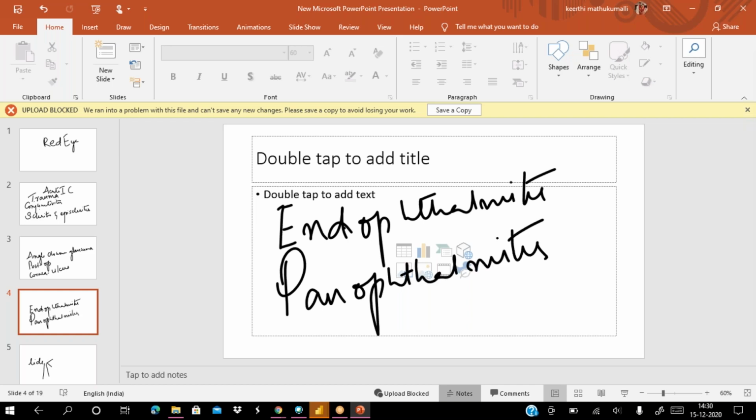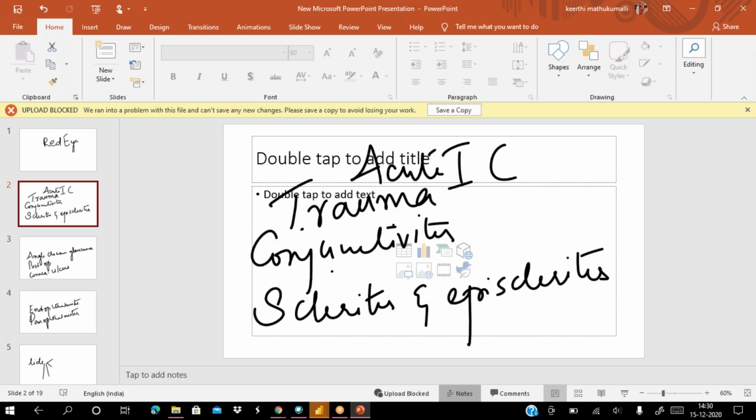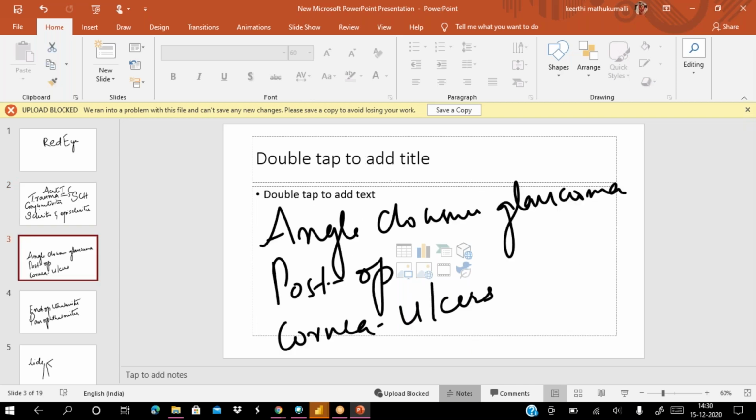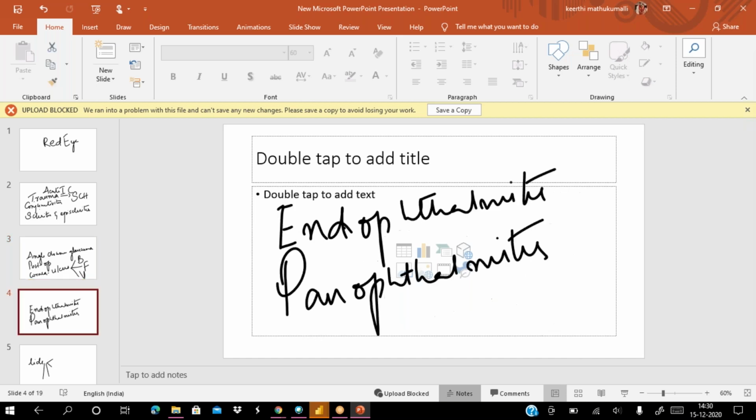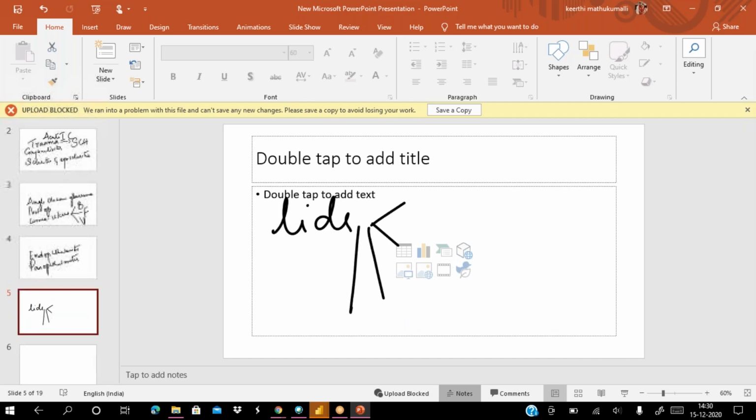So panophthalmitis and endophthalmitis. These are some of the causes, like acute iridocyclitis, trauma. In trauma, the most common is subconjunctival hemorrhage. Conjunctivitis, whatever the type, scleritis, episcleritis, angle closure glaucoma, postoperatively, and in cornea ulcers, whether bacterial, fungal, viral, whatever it is, ulcers, right? So other causes, panophthalmitis and endophthalmitis. The most important reason for red eye is some lid pathologies.